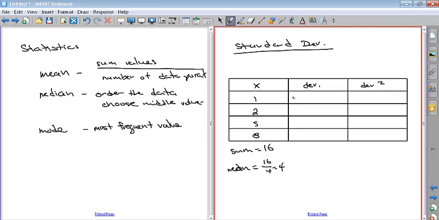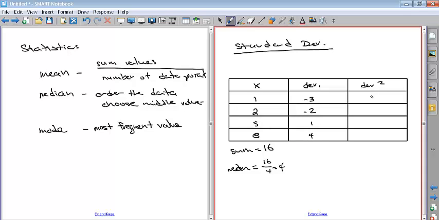So the deviation is how far each value is from the mean. You take this number and subtract the mean. So 1 minus 4 is negative 3. 2 minus 4 is negative 2. 5 minus 4 is 1. 8 minus 4 is 4. So those are the differences between the individual values and the mean. Now we don't add the deviations together. If you do, you'll get 0 if you've done everything correctly.